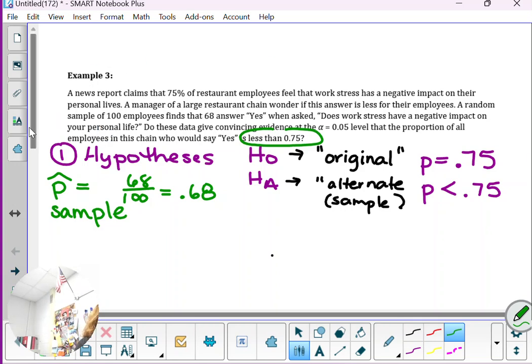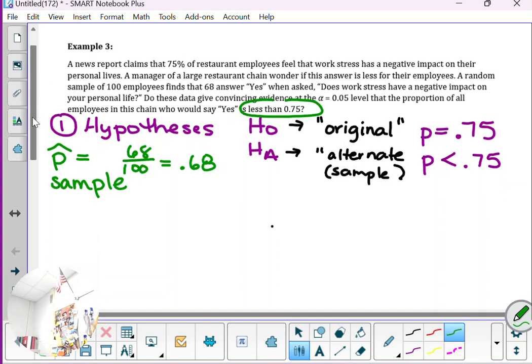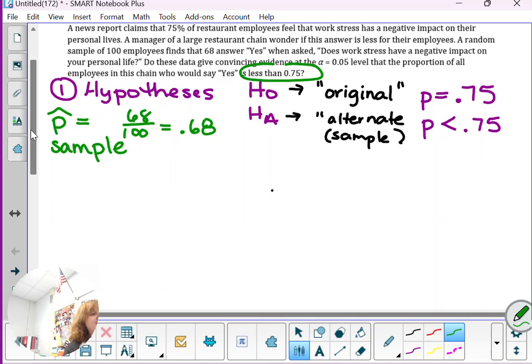Okay. So number one, we write our hypotheses. Our original hypothesis is that P equals something. Our secondary hypothesis is that P is either bigger or smaller than that, at least that's what we're doing. There's a third way to do this where P is not equal to a particular number. I think we're not doing that one today. We're just going to do another less than.